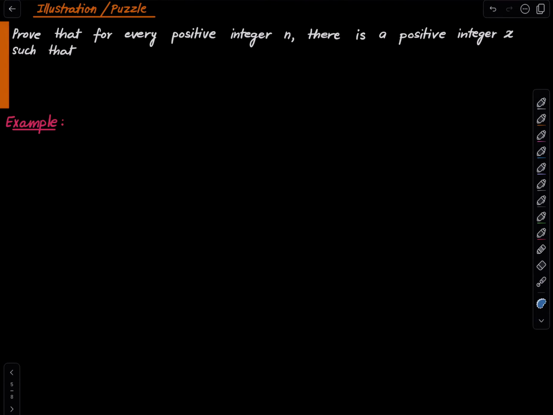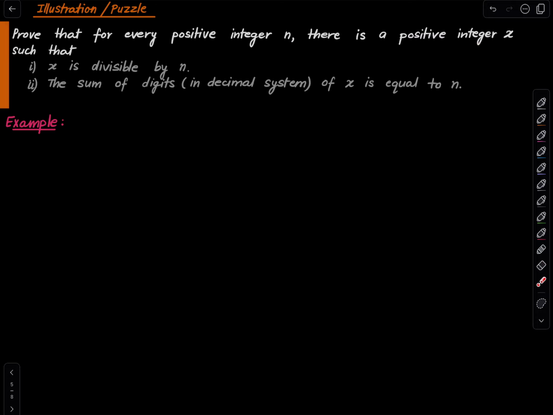So let us finish by a very interesting puzzle. We want to show that for every positive integer n, there is another positive integer x with the following two properties. The first is that x should be divisible by n. And second, which is very interesting, which asks that the sum of digits of x in the decimal system, the usual way of writing numbers, is equal to n. So let me explain by an example what I am trying to say.